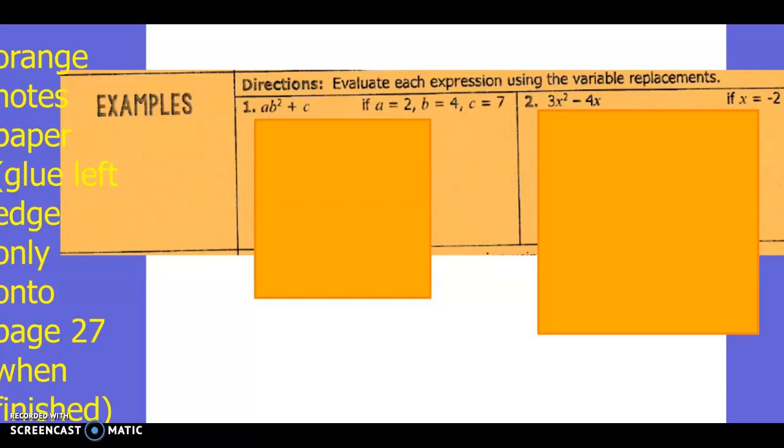All right, let's continue with some examples. Again, you can just fold along this line right here, and you're going to be gluing this down. But if you want to do the examples first and then glue it in later, that's fine too.